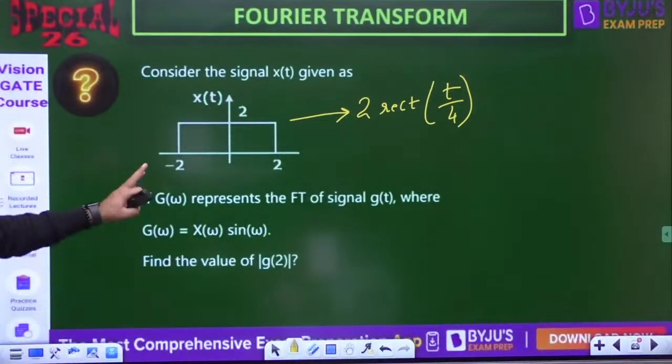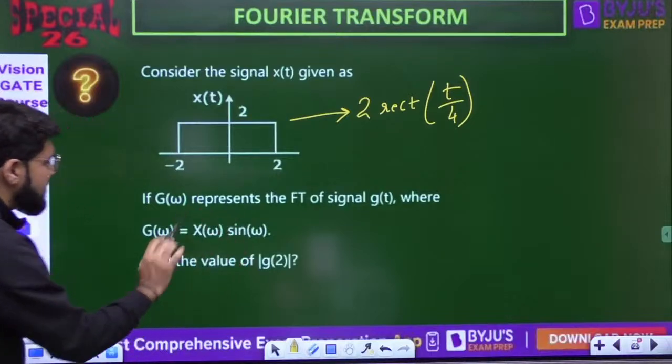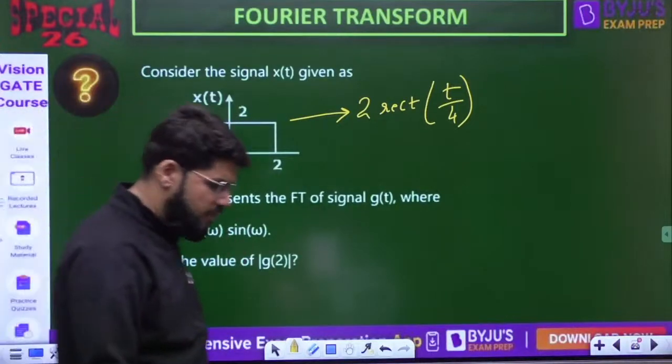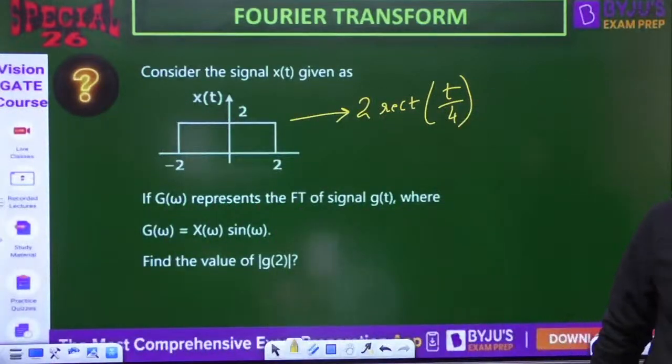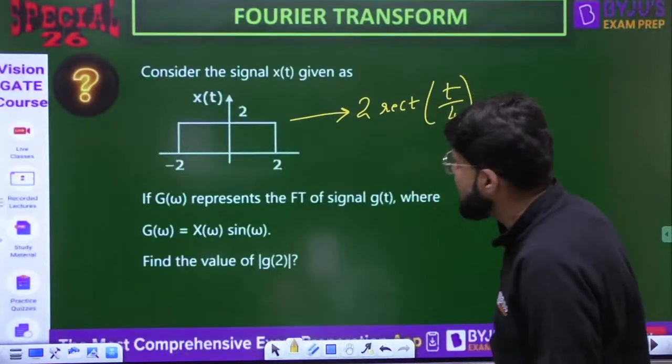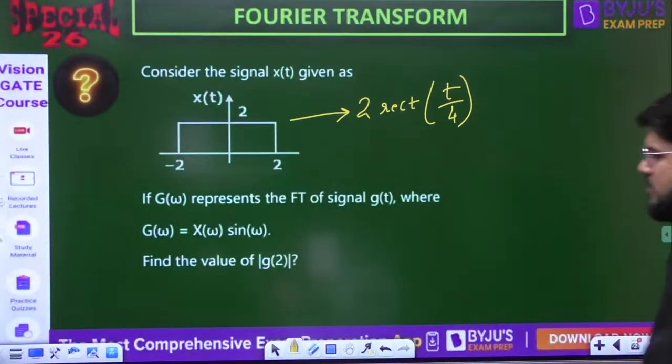Now if G(omega) represents the Fourier transform of g(t), where G(omega) is X(omega) sin omega, find the value of the modulus of G(2). Find the value of the modulus of G(2). The G(omega) is X(omega) sin omega.